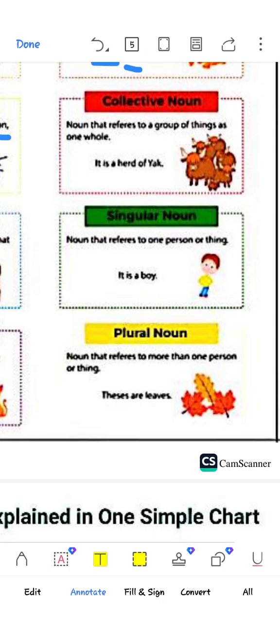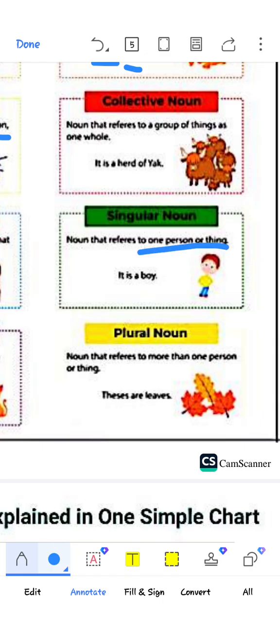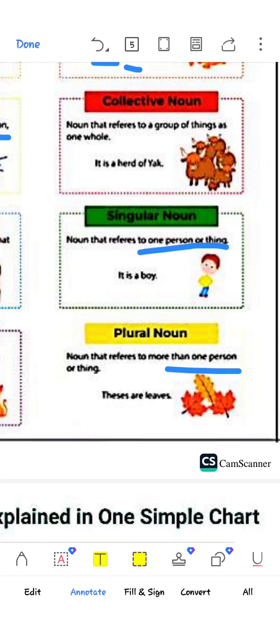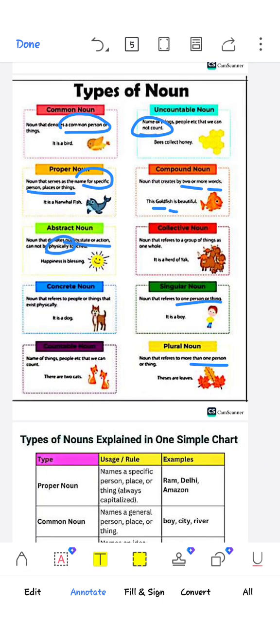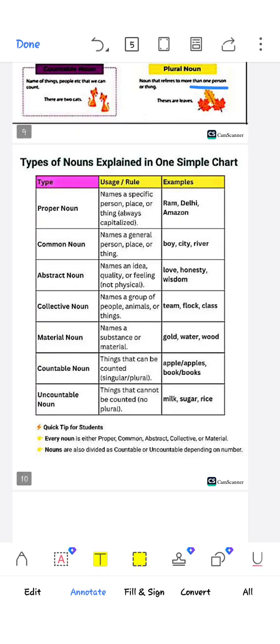Next are singular or plural noun. Singular noun, as the name shows, is one person or thing, boy, girl, table, and plural shows one or more, trees, boys, tables. So these are basically the different types of noun. Next, there are also different types of noun with their usage and with their example. Hope students you will understand our today's lecture.